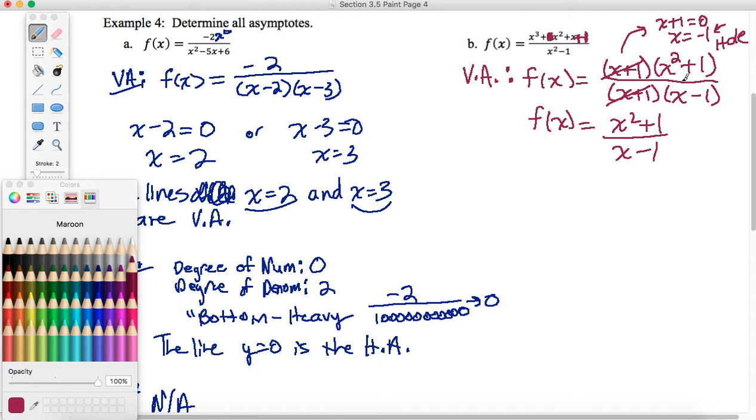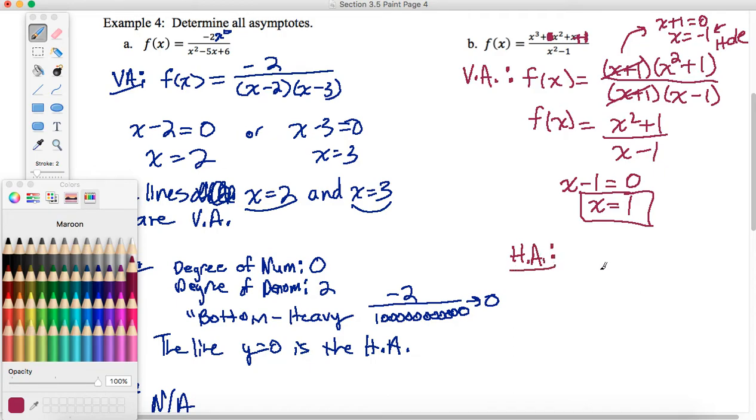It's not in our domain, so it's a possible candidate for our vertical asymptote, but in this case, it is a hole. Now I only have one factor in my denominator, which is x minus 1. I'm going to set that equal to 0, and I'm going to see that x equals 1. This line is my vertical asymptote. So I got a vertical asymptote, it's x equals 1. Let's go to the horizontal asymptote, okay?